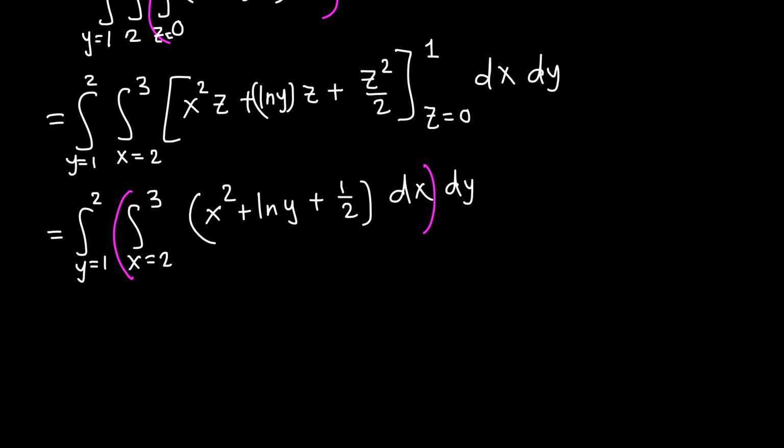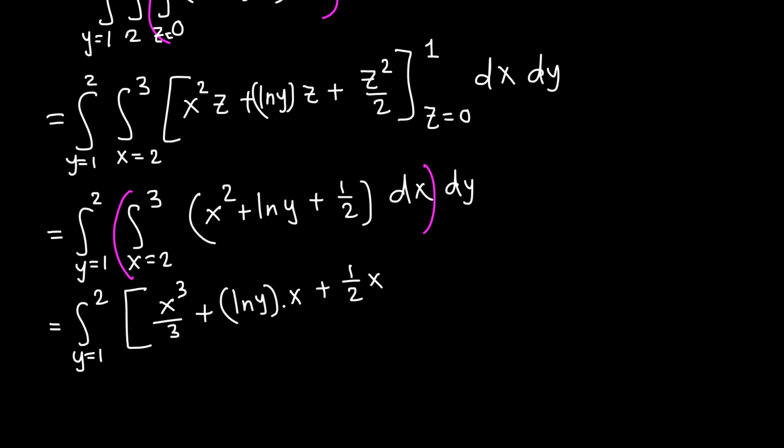Next we want to integrate this with respect to x. Okay, we can group in this way. So this is y equals 1 through 2. The antiderivative of x squared with respect to x is x cubed over 3, plus ln y behaves like a constant, so the antiderivative with respect to x is just ln y times x. And we need to evaluate from x equals 2 to 3, and we have dy.